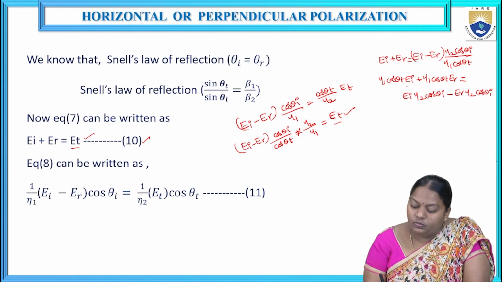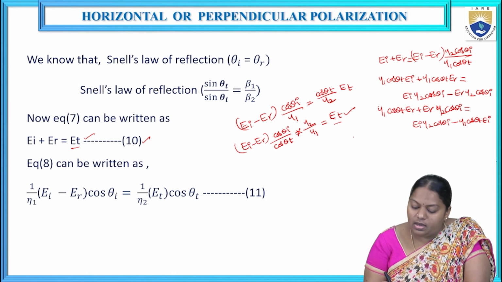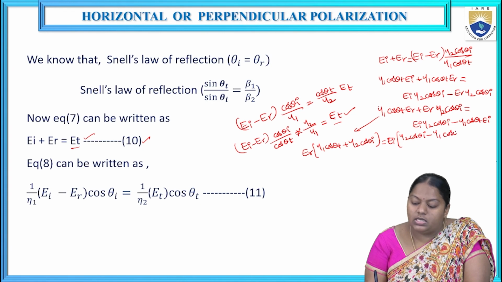Now it becomes, see here, the E_r terms. Get the E_r term to this side, then eta_1 cos theta_t E_r plus E_r into eta_2 cos theta_i equals, with E_i into eta_2 cos theta_i minus eta_1 cos theta_t into E_i left out. Now from this, if we take E_r as common, E_r into what is there on the left? Eta_1 cos theta_t plus eta_2 cos theta_i equals. And if we take E_i as common, then what is there? Eta_2 cos theta_i minus eta_1 cos theta_t.